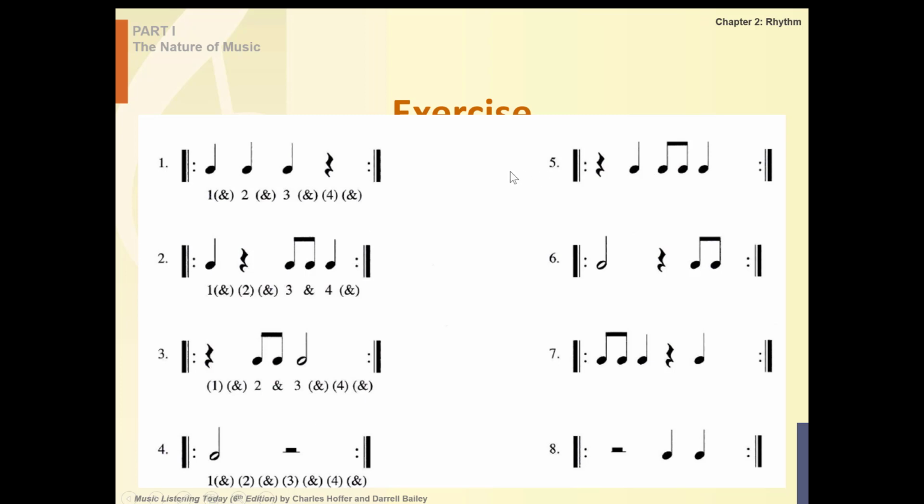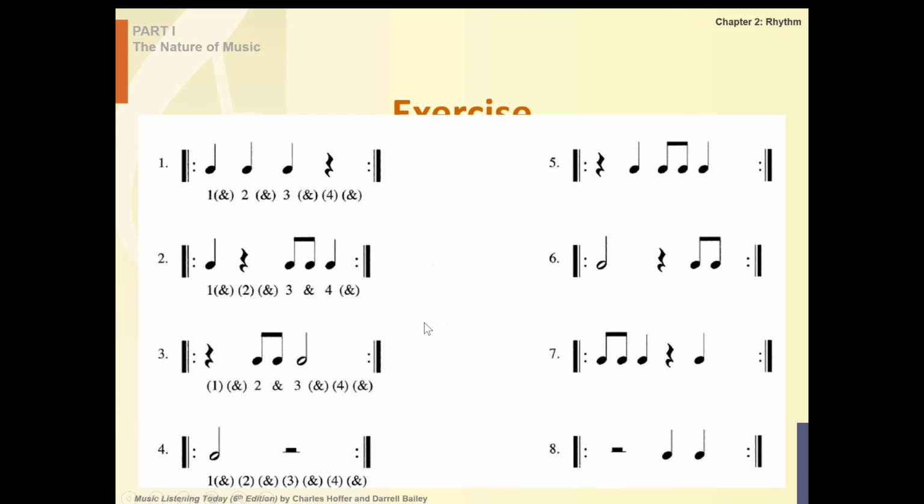Number 5 now. 1, 2, 3, go. 2, 3, and 4. One more time. 1, 2, 3, 4. 2, 3, and 4. Now number 6. 1, 2, 3, 4. 1, 4, and. One more time. 1, 2, 3, 4. 1, 4, and.